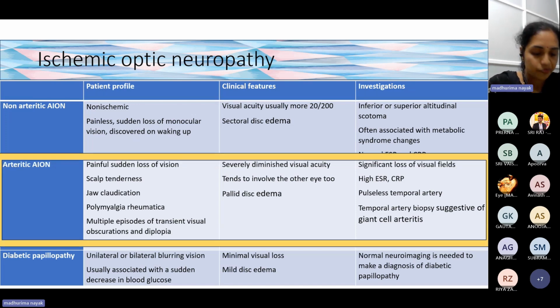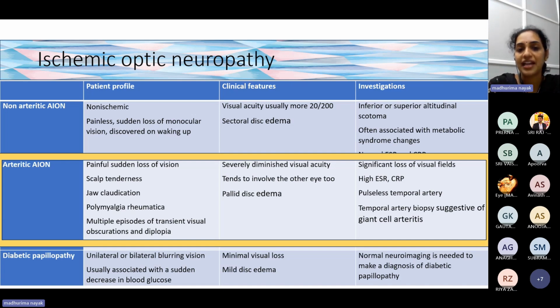We'll go forward. In arthritic AION, they present with painful sudden loss of vision. Remember, there is scalp tenderness. So whenever they say they comb their hair, because of the tender temporal artery, they'll have pain. Also, they will complain of jaw claudication and multiple episodes of visual obscuration or amaurosis fugax. The visual acuity at presentation is severely diminished as against NAION. Here, the visual acuity may be very low, and the other eye also tends to be involved in these cases.